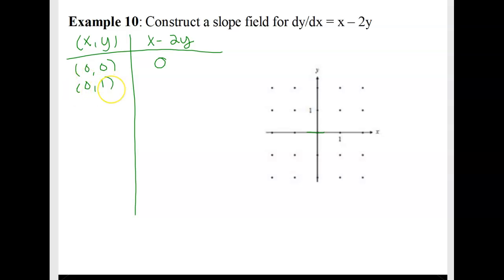Wait, why don't we do the integral first? I thought we had to do the integral first. No, we're making a slope field. We don't have to do an integral at all. But we did an integral last time. 0 minus 2. Are we gonna have to do this for every single point on this 25-point chart? Oh, we are.